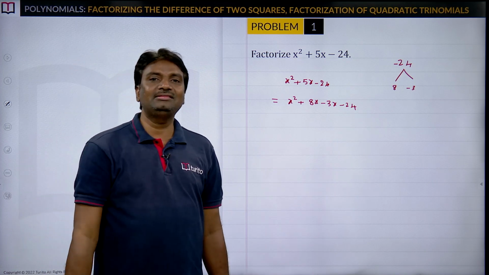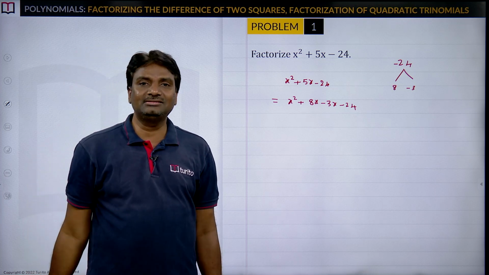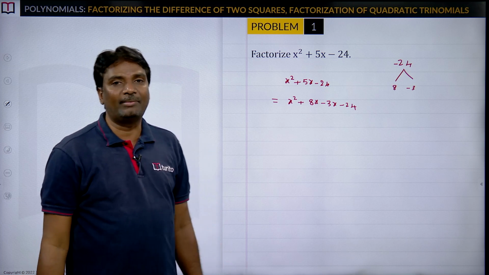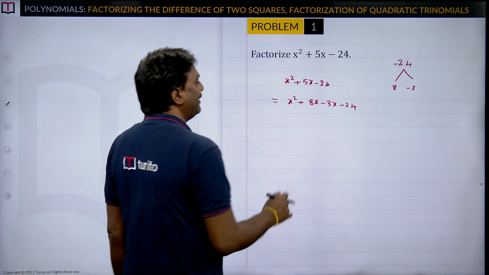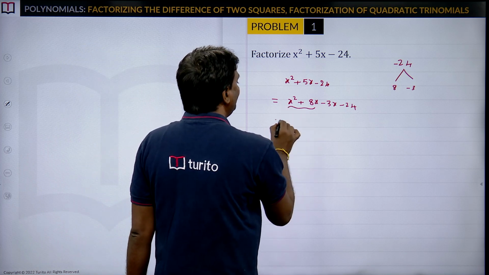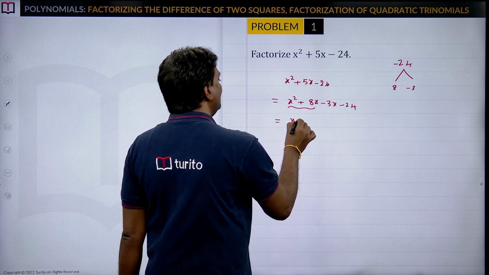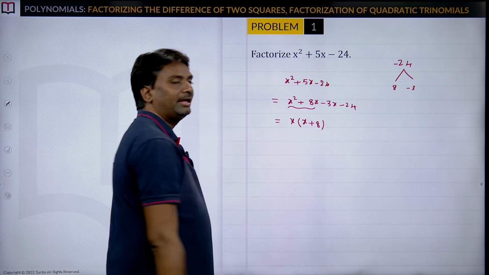You have to modify the middle term only according to the factors. Minus 24 is there. So, by taking the factors of minus 24 as 8 and minus 3, we get x square plus 8x minus 3x minus 24. From x square plus 8x, by taking x as common, you will get x of x plus 8.